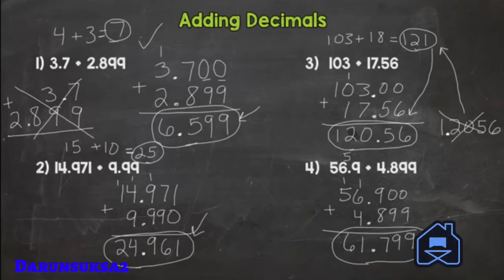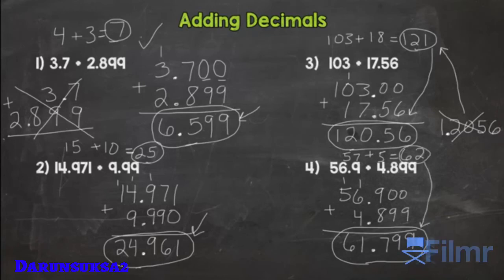We have 57. I'm cramming it a little bit. Sorry about that. 57 plus 5, which equals 62, is my estimation close to my actual answer? Yes, so we have a reasonable answer. We are good to go.